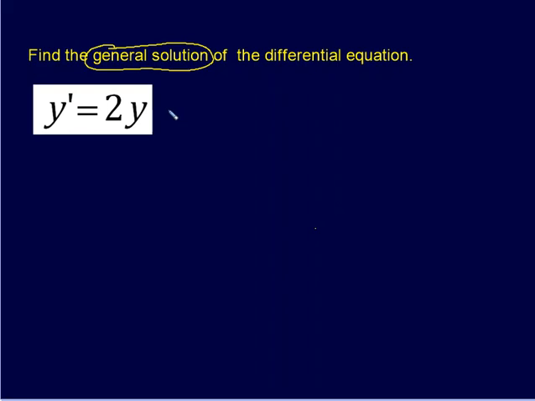In the other two examples, there will be more information given, similar to when you were working with your slope fields. There will be an ordered pair given, and you'll find the particular solution whose graph would pass through that given point. Okay, so the first one I've got is the derivative of y is equal to 2y.